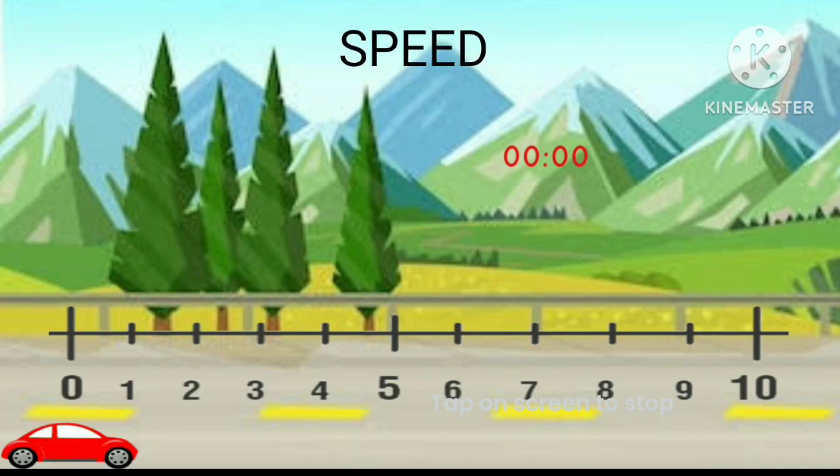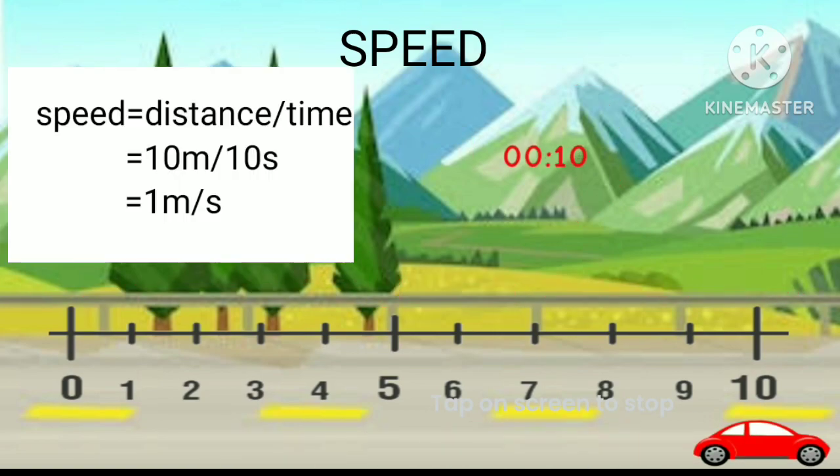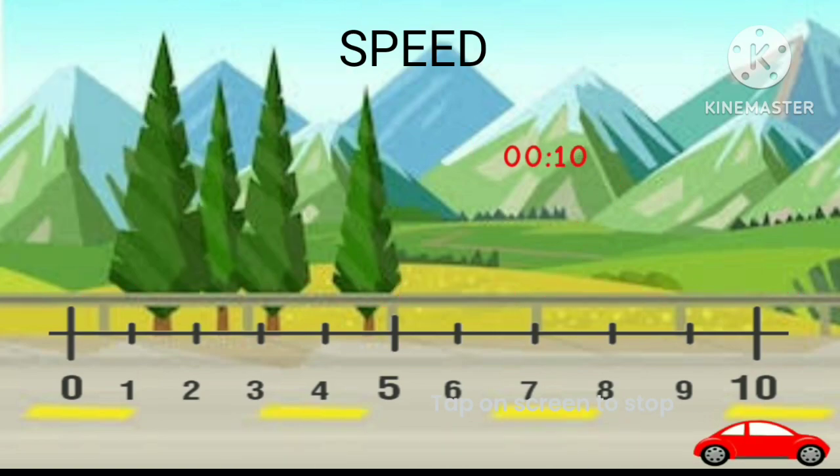Speed refers to the rate at which an object covers distance. It is a scalar quantity, which means it only has magnitude and no specific direction. The formula for calculating speed is speed equals distance divided by time. Speed is typically measured in units such as meters per second, kilometers per hour, or miles per hour.